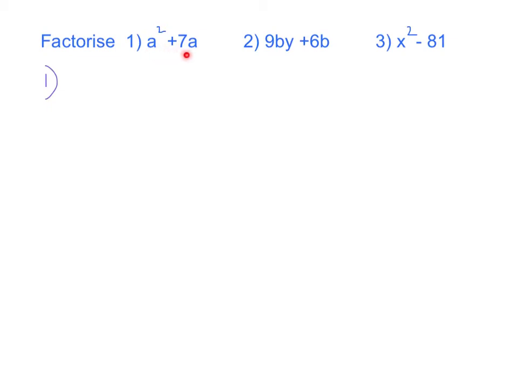I can see that I've got an A in both terms. That's the only thing that's common. So I'm going to pull that outside my bracket. To work out what goes inside my bracket, I'm dividing each of the terms by A. So A times what would give me A squared? Well, A times A would give me A squared. A times what would give me 7A? A times a positive 7.